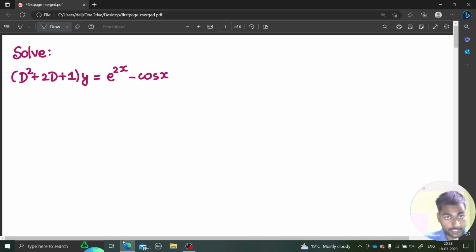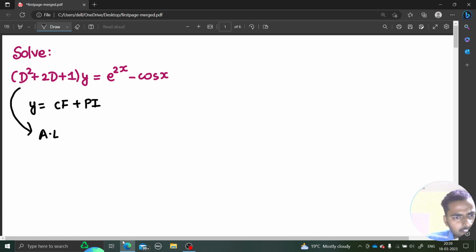Whenever you get this type of problem, the first thing we go for is this, because your final solution will contain the complementary function as well as the particular integral. Your final solution looks something like this, isn't it? y equals CF plus PI. So we need to find CF, and we need to find PI. For finding CF, you need the auxiliary equation.